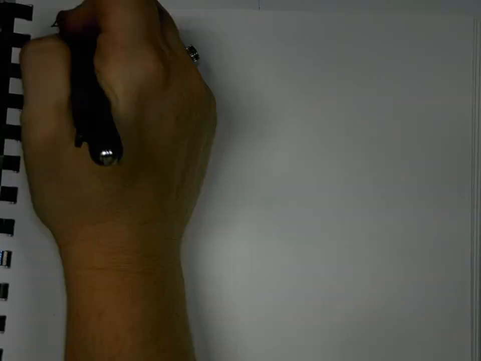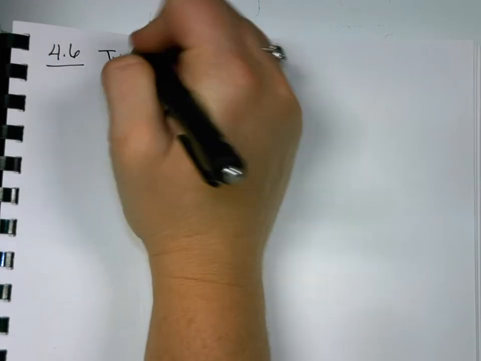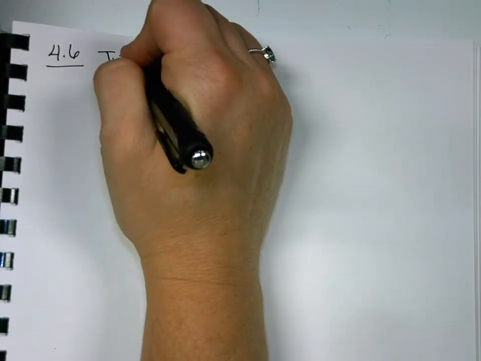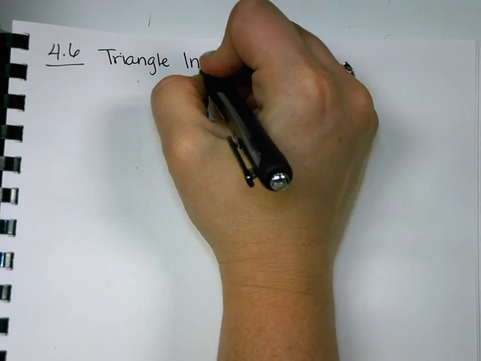Okay, so you should have had time to work on 4-4 and hopefully get a good portion of that done, if not the whole thing done. The second half of our lesson today, which also happens to round out our unit, is on triangle inequalities.